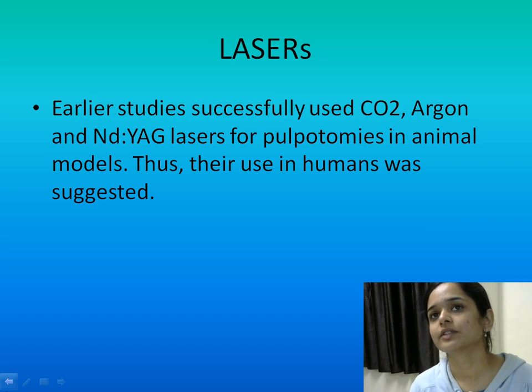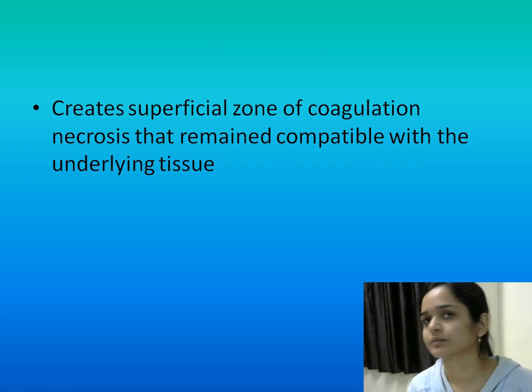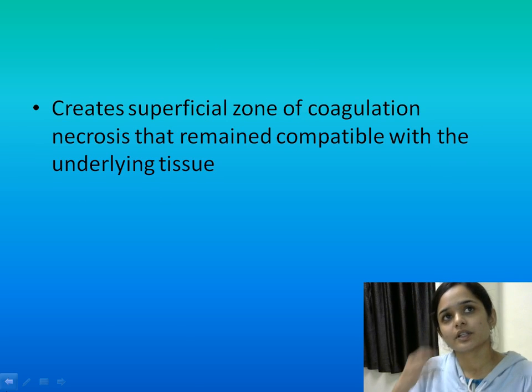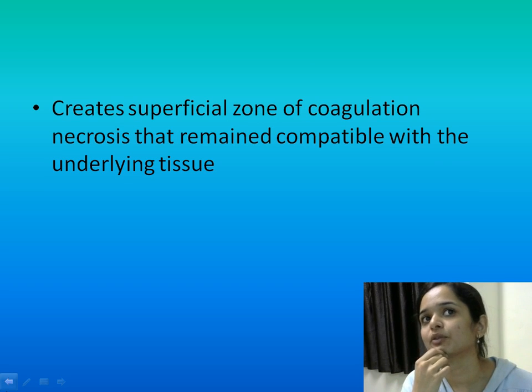Earlier studies, there is one MCQ asked, which kind of laser will you use? CO2, argon and Nd:YAG lasers are successfully used. Most commonly used is Nd:YAG. What is the full form? Yttrium aluminum garnet. They create a superficial zone of coagulation necrosis that remains compatible with the underlying tissue.